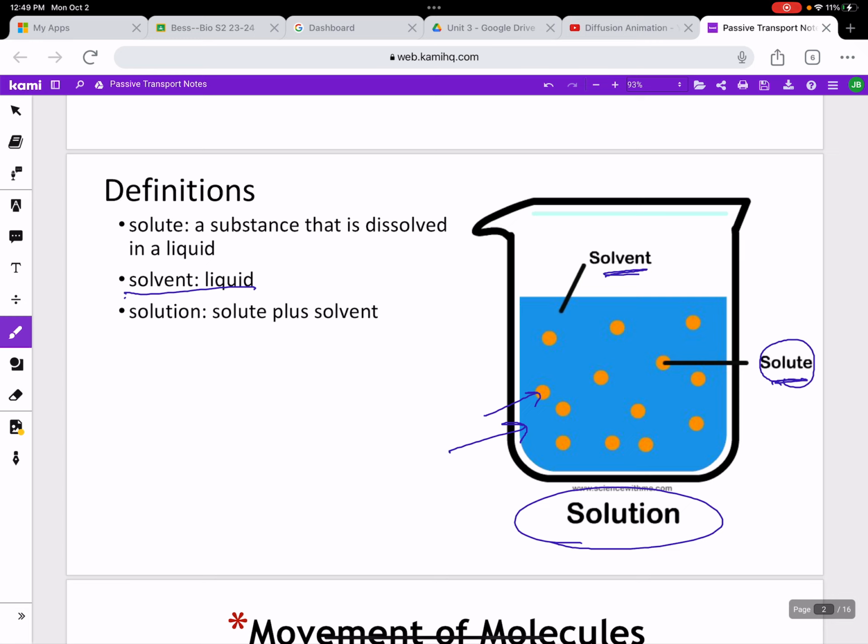For example, if you have a cup of water and you were to dissolve a tablespoon of salt in it, that would be a whole lot different than if you did a quarter cup. So we're talking about different amounts of solute and how molecules behave when they're in a solution like that.